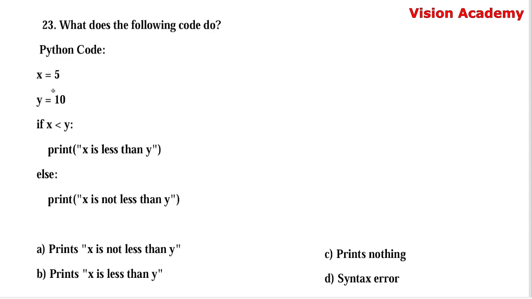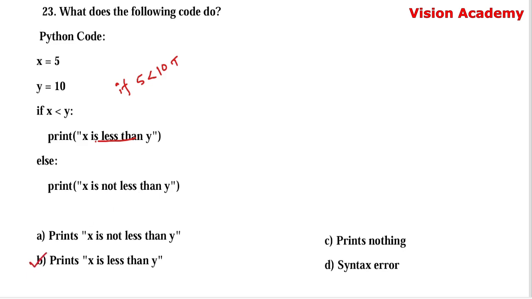Here in the code you can observe x is equal to 5, y is equal to 10. Here you can put the same in a condition: if x value, 5, is less than y value, 10. Is 5 less than 10? Yes, the condition is true. Once the condition is true, then this particular statement will be executed. Here x is less than y. x is less than y, so option B is the correct answer.